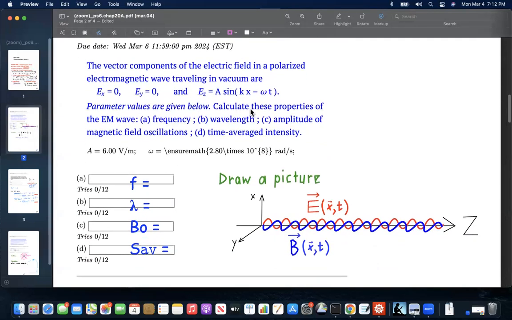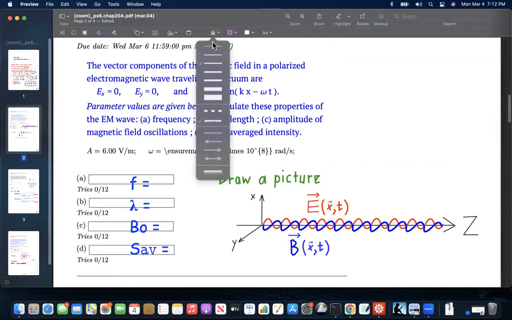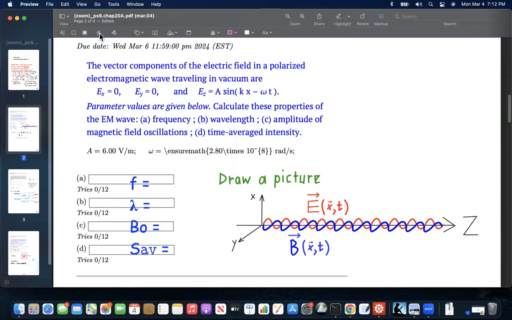And in this problem, you're supposed to calculate from this information the frequency, the wavelength, the amplitude of magnetic field oscillations, and the intensity. Not really called time averaged intensity, it's really just called intensity.